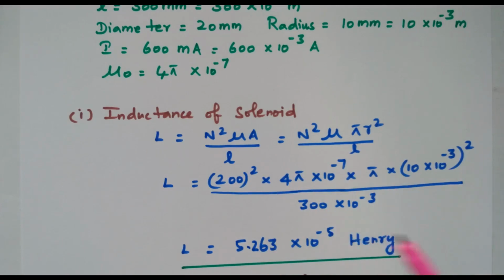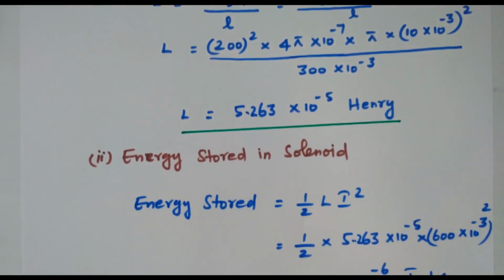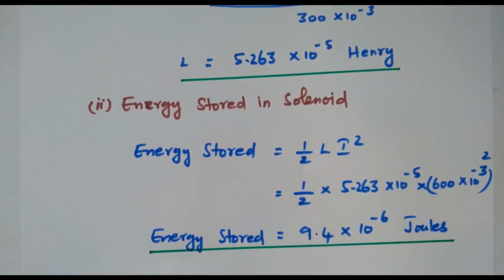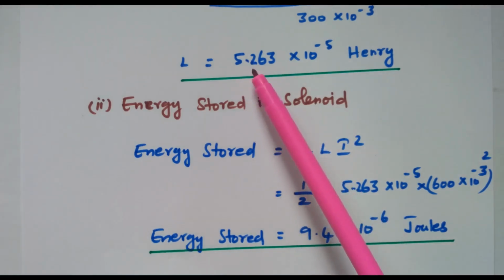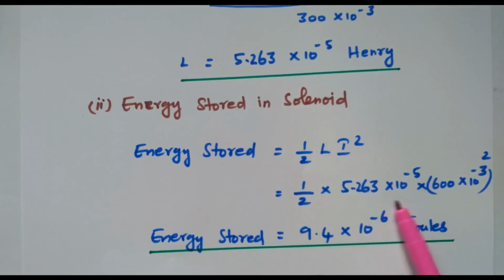Now all the values are substituted. By simplifying this, what we got? 5.263 into 10 to the power minus 5. The unit is Henry. So the inductance of the solenoid is 5.263 into 10 to the power minus 5 Henry. Right? Now we'll find the energy stored in the solenoid. What is the formula for energy stored in general? Half L I square, right? We got the derivation, half L I square.